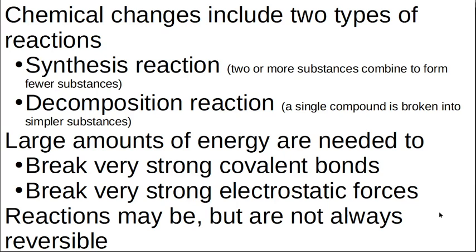So when we talk about chemical change, this is the main object of looking at this. Chemical change has two main types of reactions that we need to know, and they are a synthesis reaction and a decomposition reaction, okay? So in synthesis, you have two or more things combining to form fewer substances. So if you synthesize something, if you create something, you take lots of little things and make fewer end products. So lots of reactants, few products.